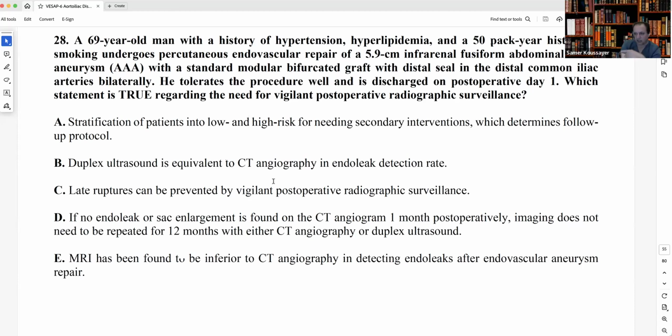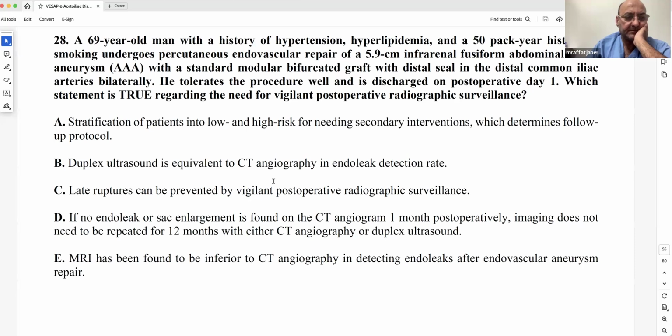So this is written as a good indication. Yes, this is good because this is a new SVS guideline. They found that 6 months is useless, so we have to change our practice. I still do 6 months, but I'm going to change it. Because the new SVS guideline says if there is no endoleak after 1 month, you don't have to do 6 months. You can go all the way to 1 year.